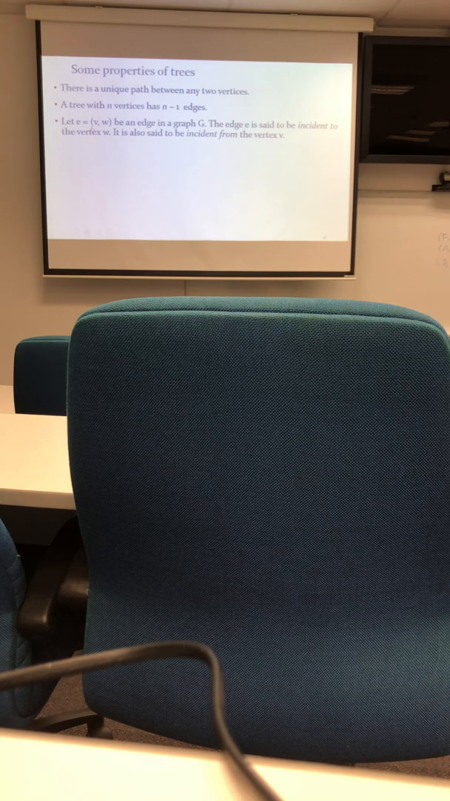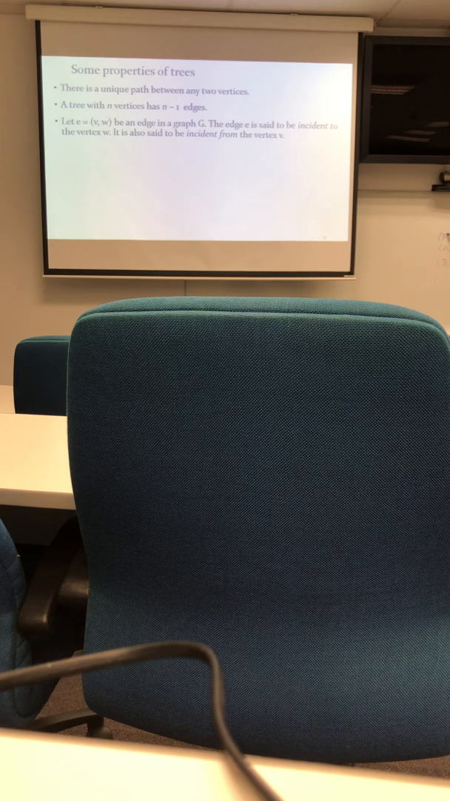If a tree has an edge E from B to W in the graph, then the edge E is said to be incident to W. Such an edge is called incident to W, or we can call it incident from B and incident to W. This particular edge is incident to W and incident from B.